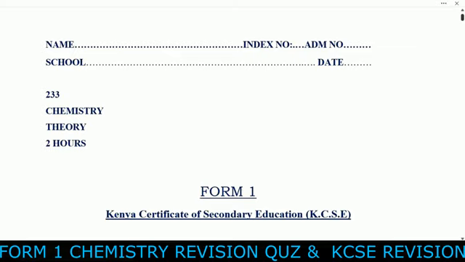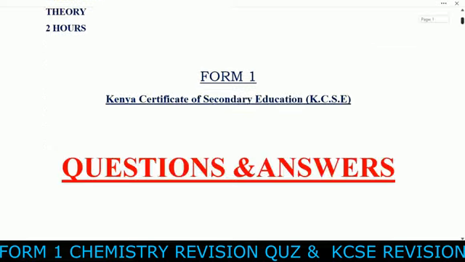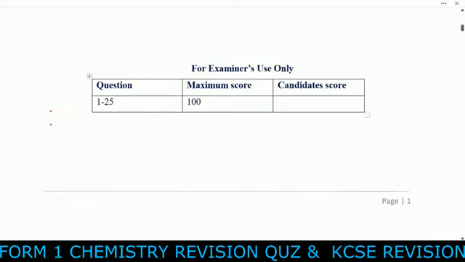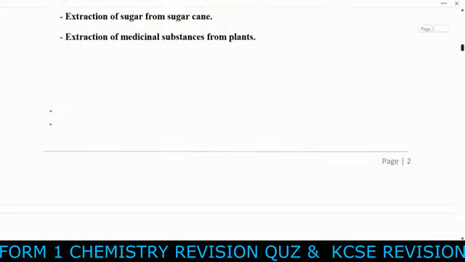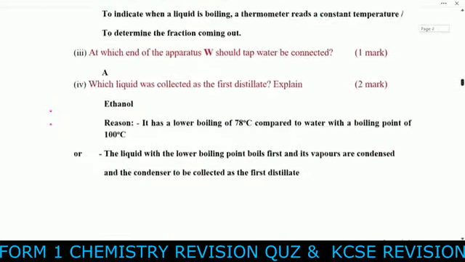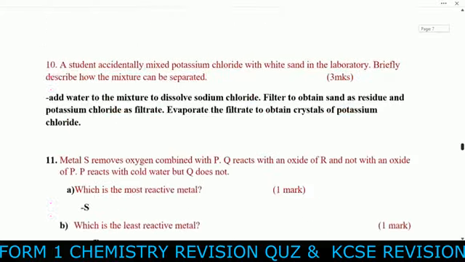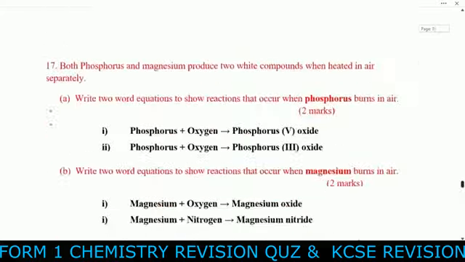As you can see, we have a paper here. This is chemistry, form 1 work. This is a complete paper. We have questions and answers here, and you can see it is out of 100. You can see these are the questions that we are talking about. We have very many of them here, which we are going to discuss right away.